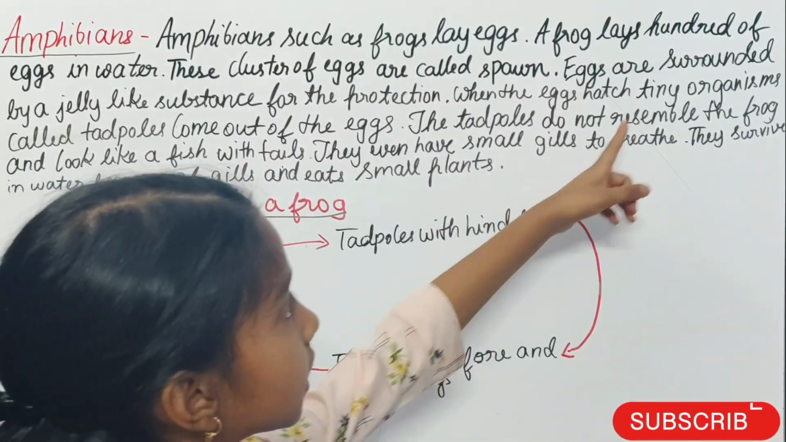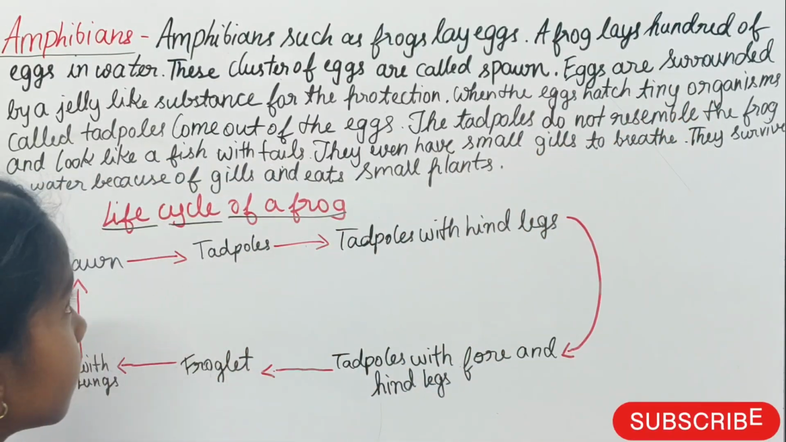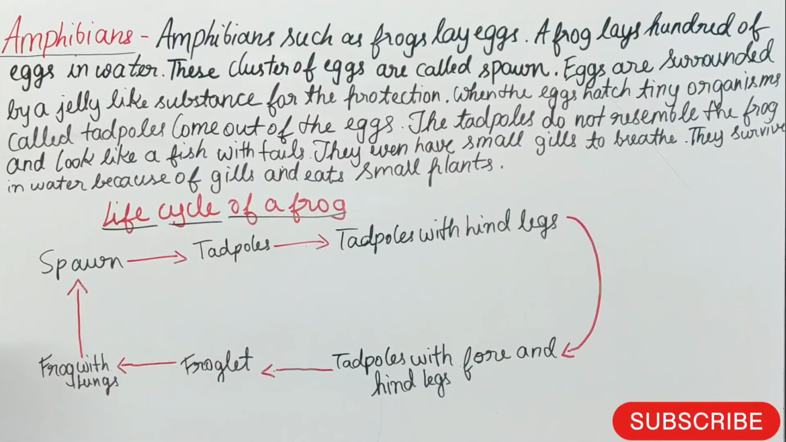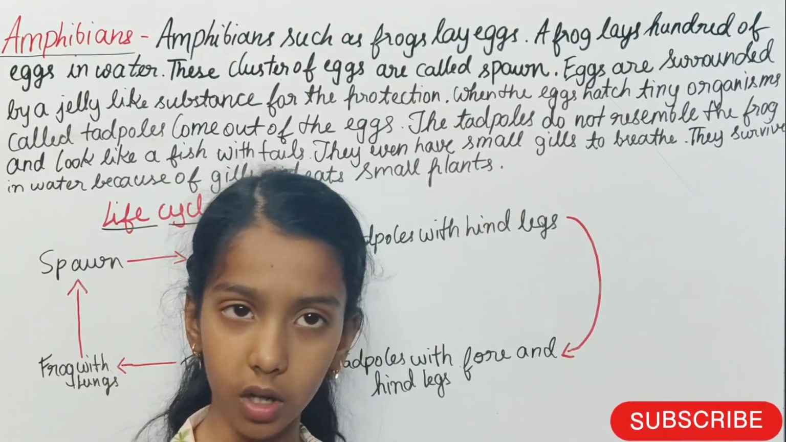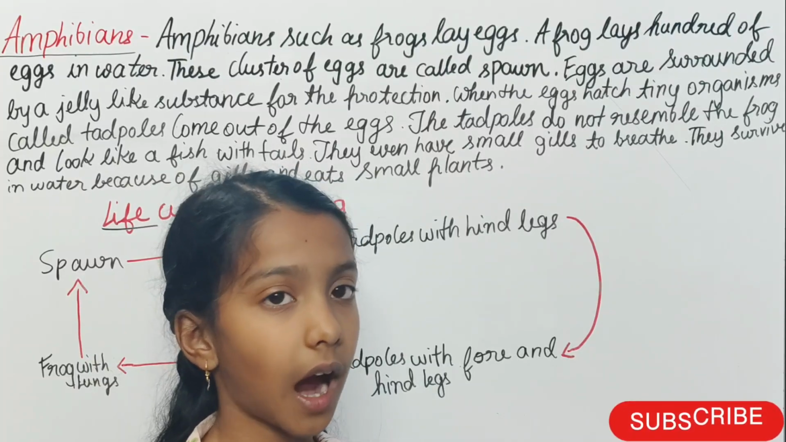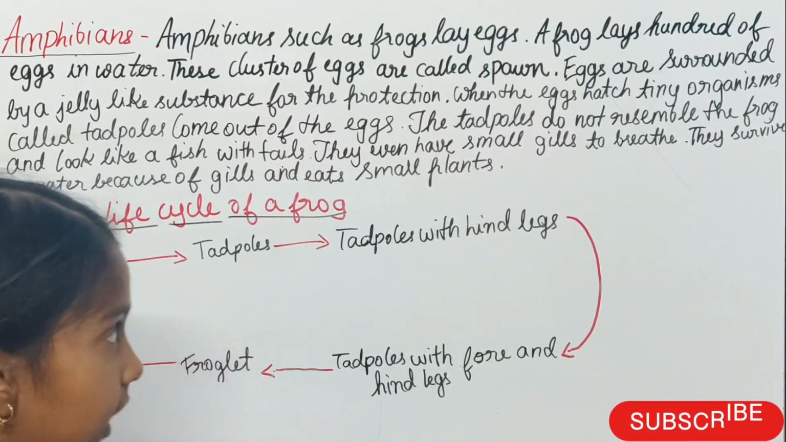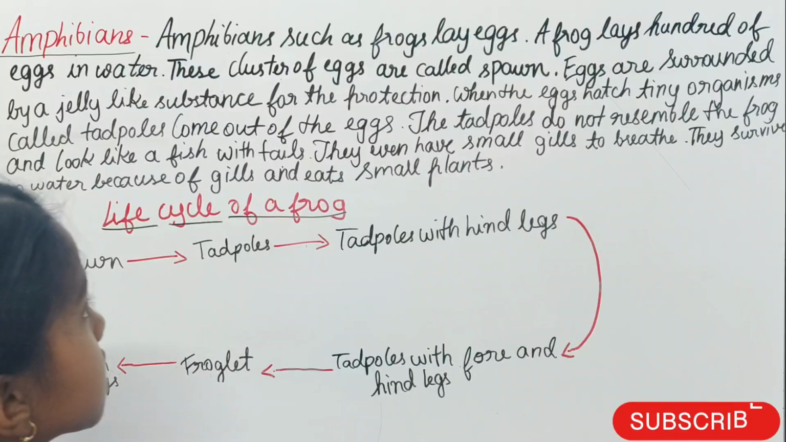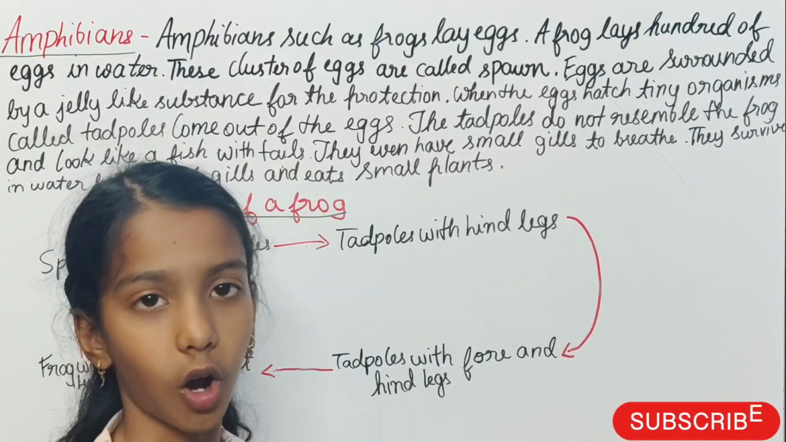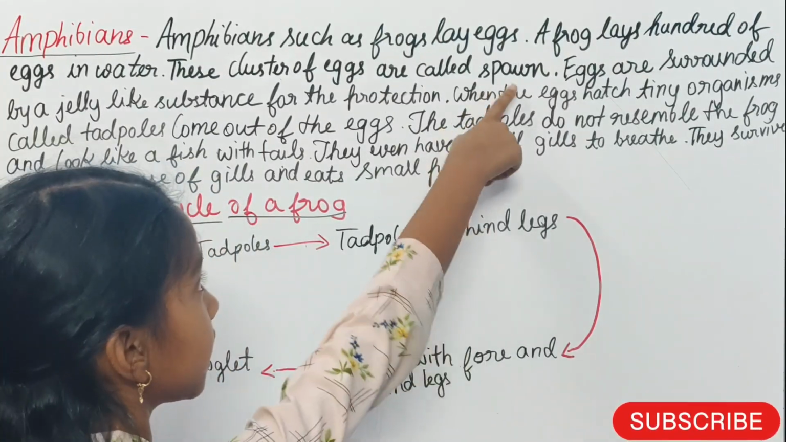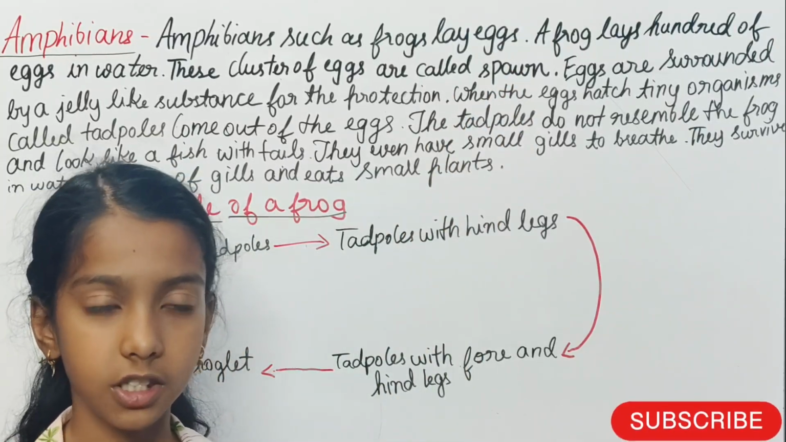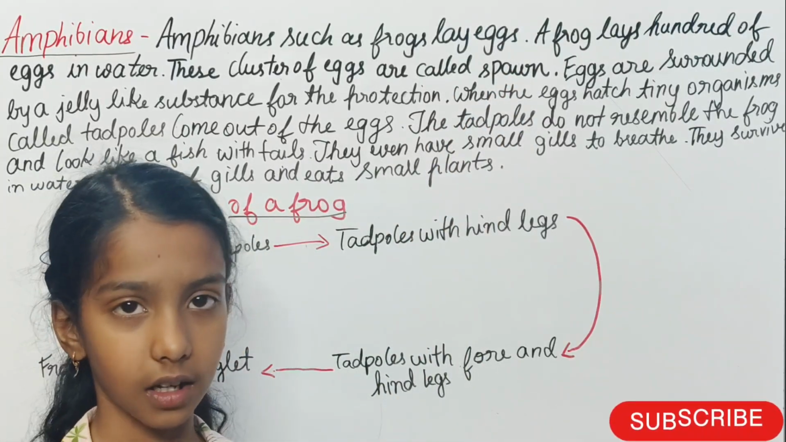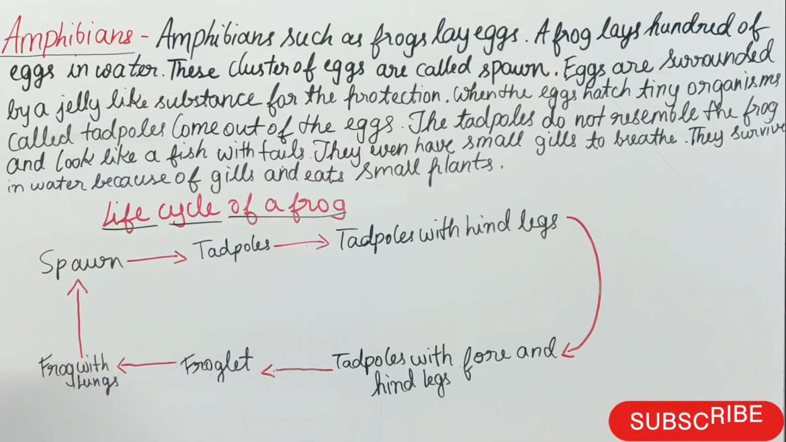A frog lays 100 of eggs in water. This cluster of eggs is called spawn, which the frog lays.